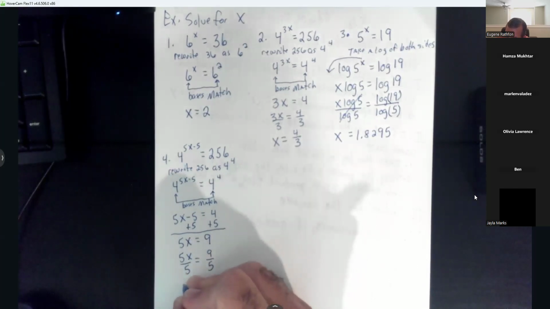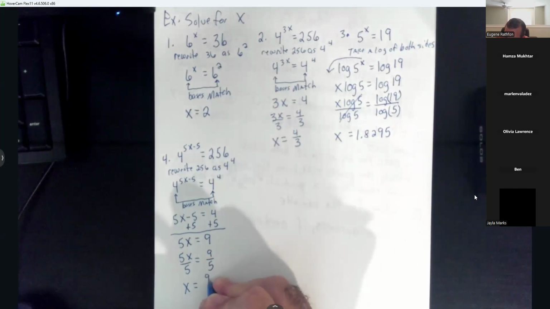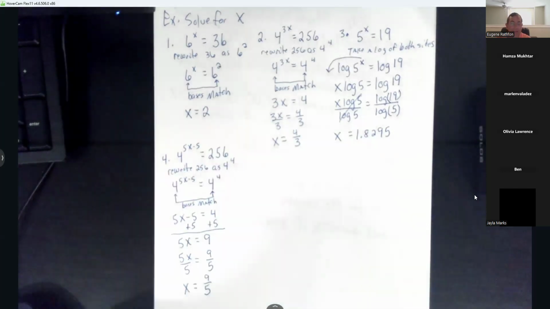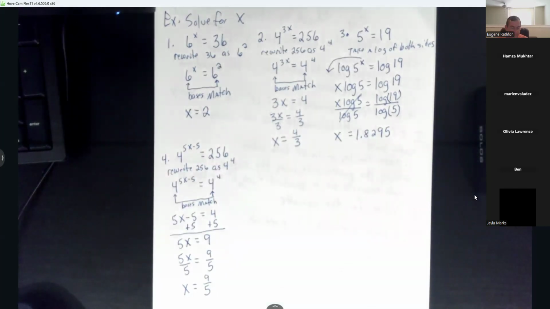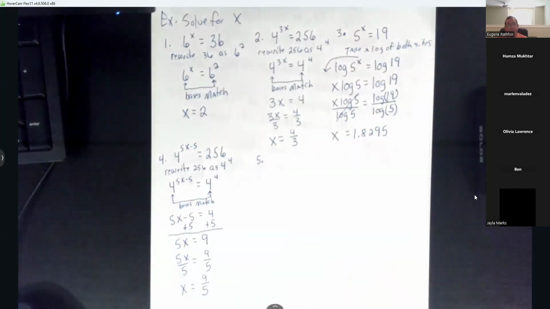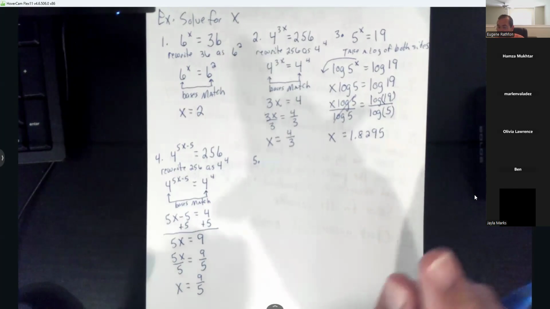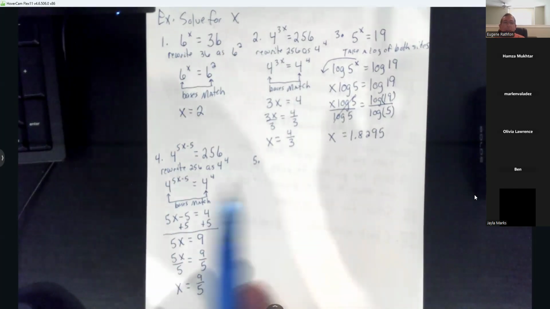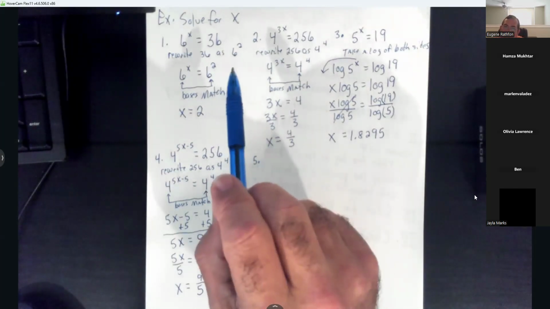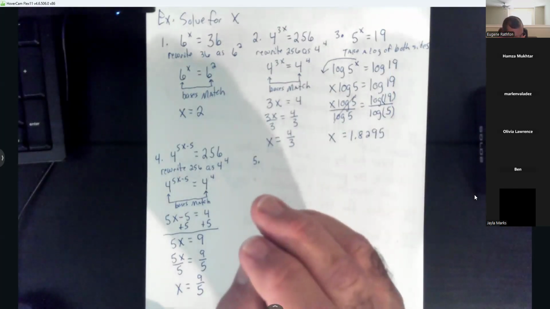So that divides out, giving me 1x. Y'all, I can't do anything to the 9/5, so I'll leave that as a 9/5. So y'all, that's the first thing I look at on these: can I rewrite it using the same base, or do I need to do the log stuff to it, okay?